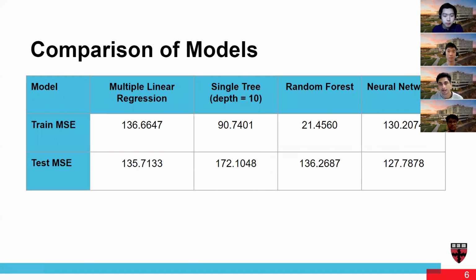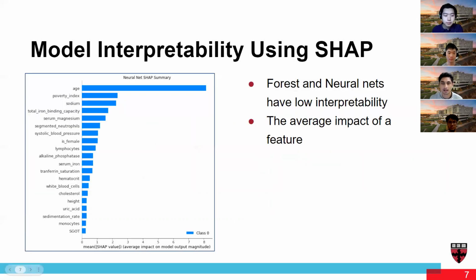As our baseline model, we chose multiple linear regression because it provides a good benchmark. Then we moved on to a single tree model and improved on that by using a random forest. Finally, we fit a neural network on our data. MSE was used to compare the performance of each model. Now, tree-based models and neural networks have the drawback of weak interpretability. We address this problem by computing SHAP values, which essentially capture how much a particular feature impacts the prediction.